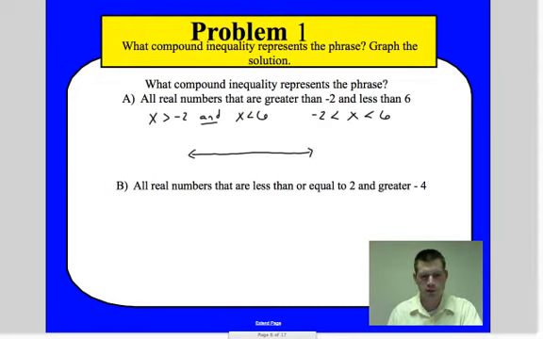So all we're going to do is put -2, -1, 0, 1, 2, 3, 4, 5, and 6. And it says we want values less than 6, greater than -2. So it's kind of like field posts. We want to be in between the field posts. So here's our post, here's our post. We're going to shade in between.